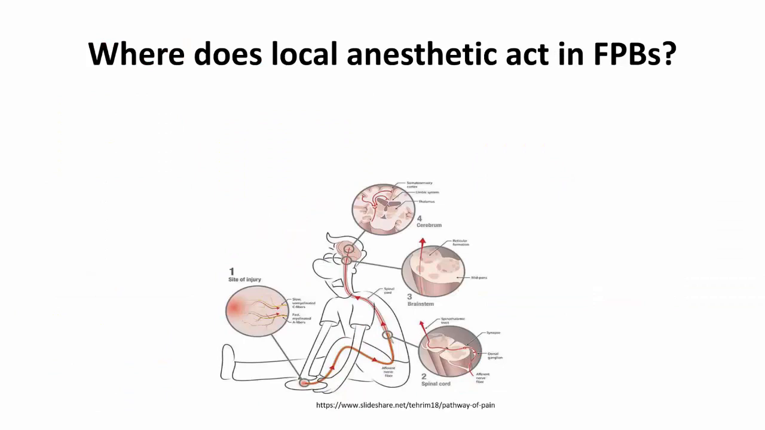So now that we understand how the local anesthetic that we inject in fascial plane blocks is distributed, we can ask where they might be acting to provide analgesia. I like this illustration of the pain pathway that I found on SlideShare, which I'm going to borrow.